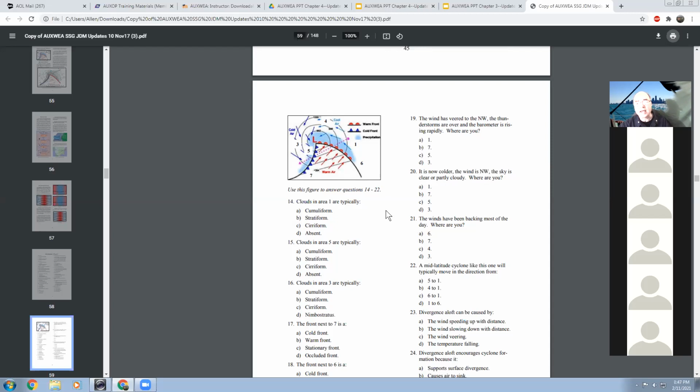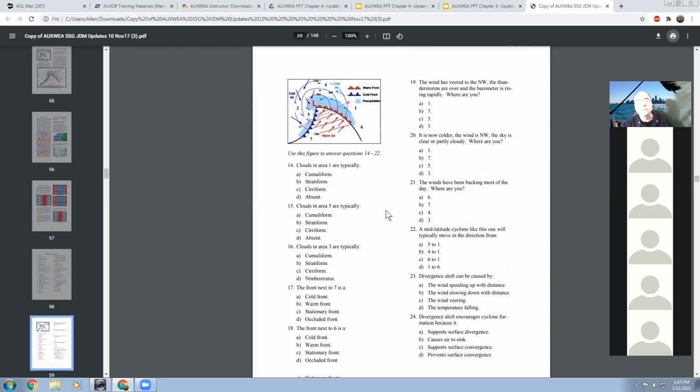The winds have been backing most of the day. Where are you? Charlie, 4. Over here. Yeah, way to the north because the winds are backing. Correct. Yep. Next question, number 22, is for Brian Hinton.